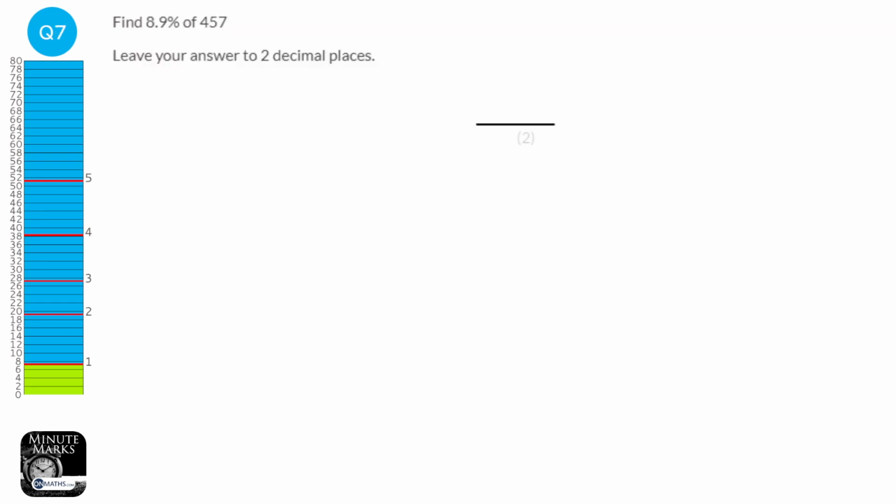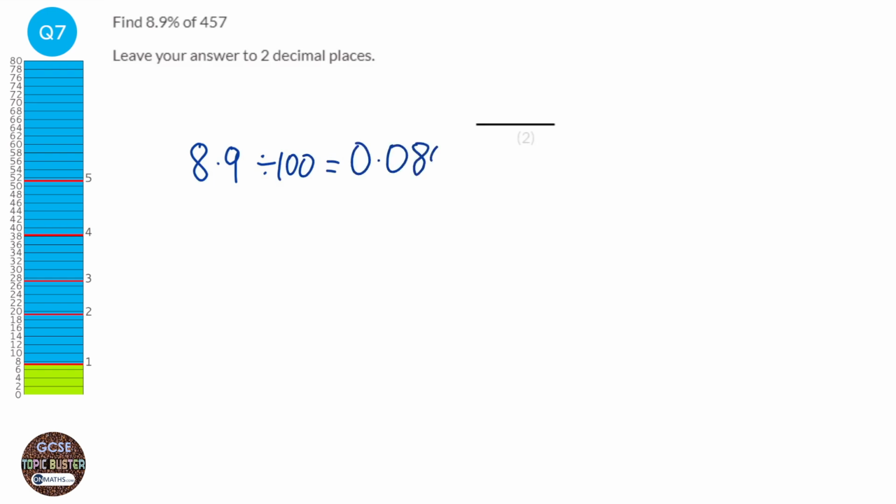So for this question we need to convert the percentage to a decimal. So to do that we get that 8.9%, and we just divide by 100. And so that will give us 0.089. Of normally means times in maths, so we just go times that by 457, and that will give us 40.67.